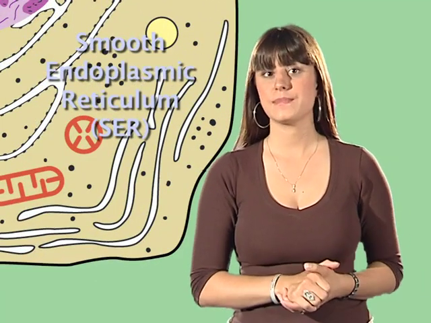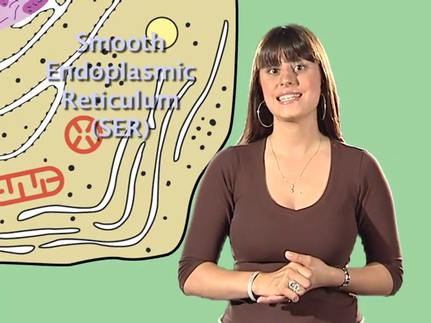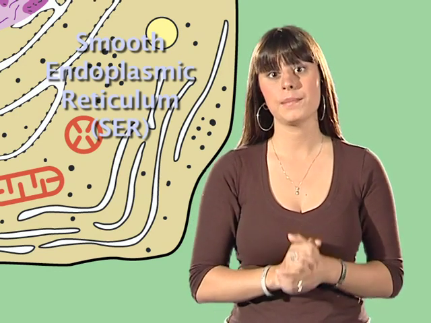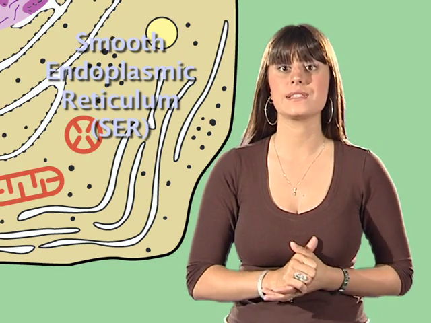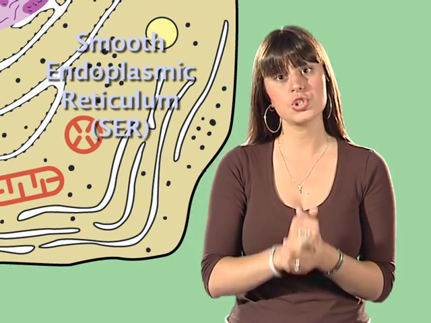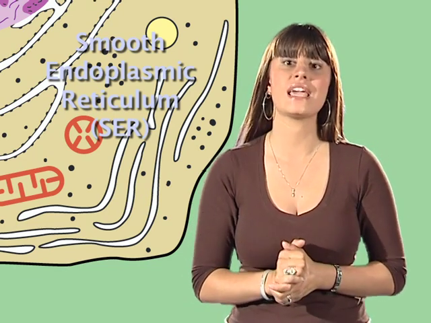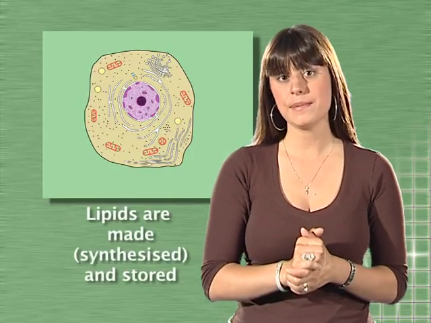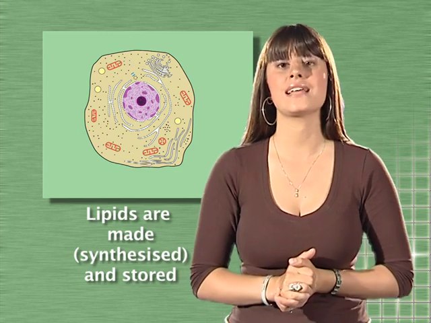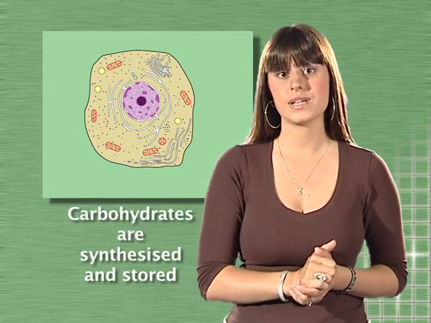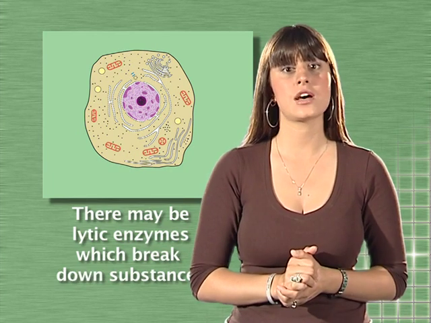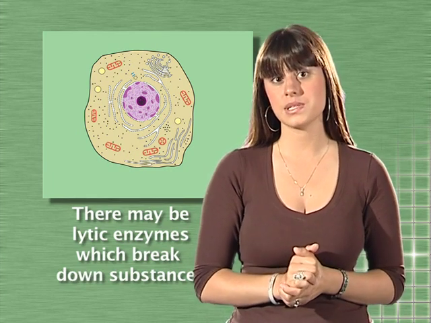Smooth endoplasmic reticulum, SER. Like rough endoplasmic reticulum, but without the ribosomes all over the surface, it may be more tubular and less flattened than RER. In the smooth endoplasmic reticulum, lipids are made, synthesized and stored. Carbohydrates are synthesized and stored. There may be lytic enzymes, enzymes that break down substances.